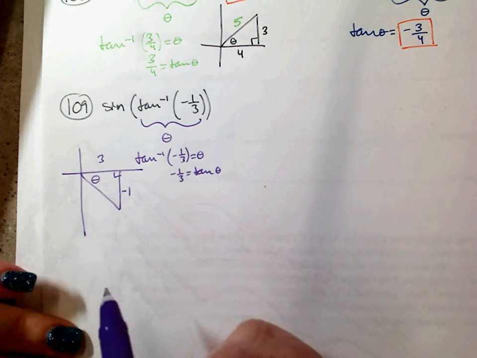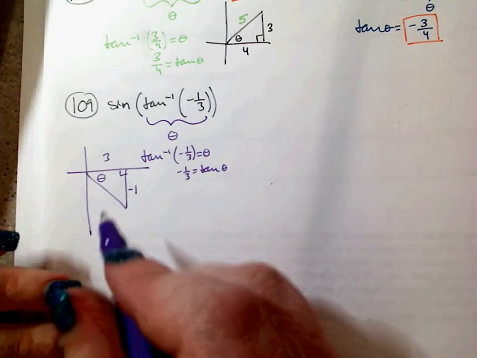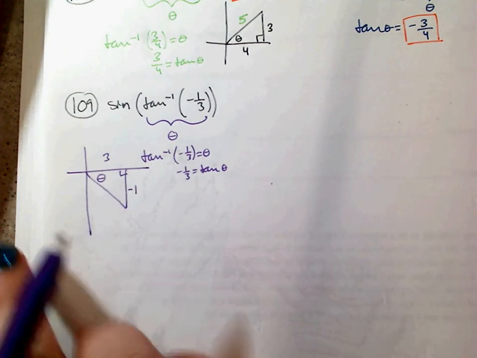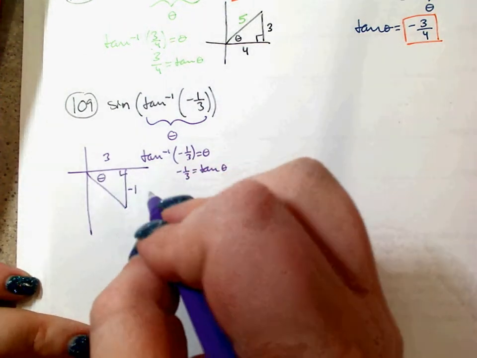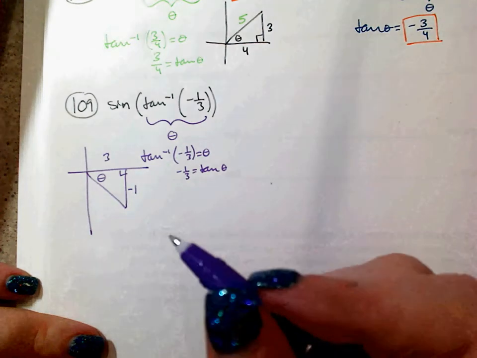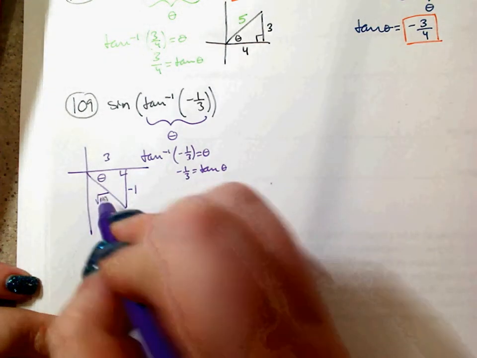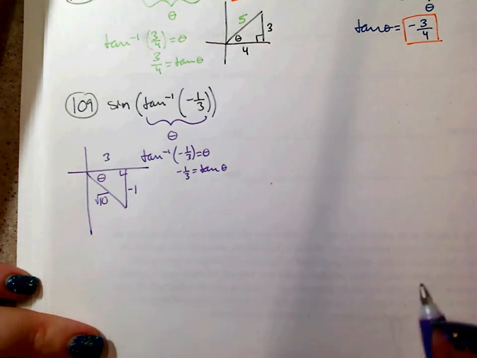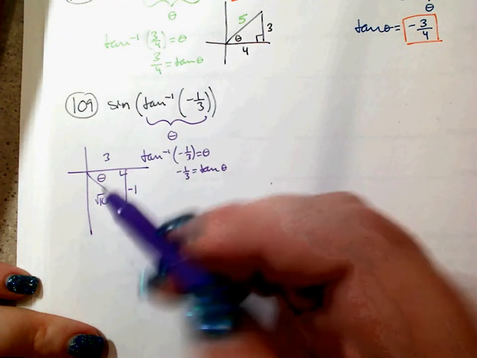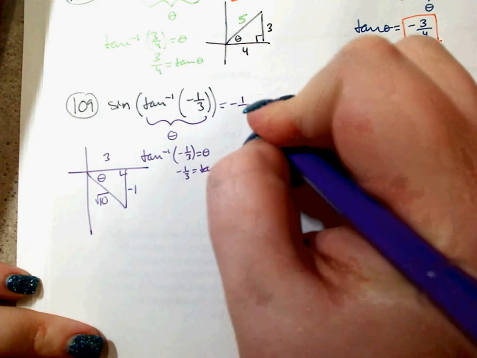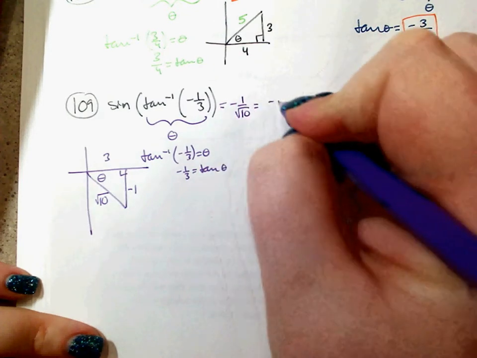And then I need to find the hypotenuse. This is not a Pythagorean triple, so I need to do the Pythagorean theorem. a squared plus b squared. So 9 plus negative 1 squared is 1. So that is the square root of 10. Okay? So then the question is, what is sine of that angle? Sine is opposite over hypotenuse. So that would be negative 1 over the square root of 10, or negative root 10 over 10.